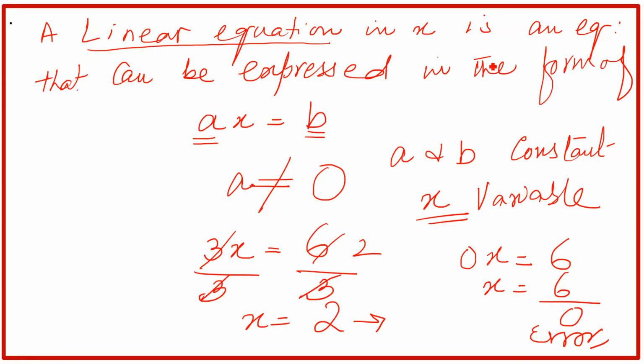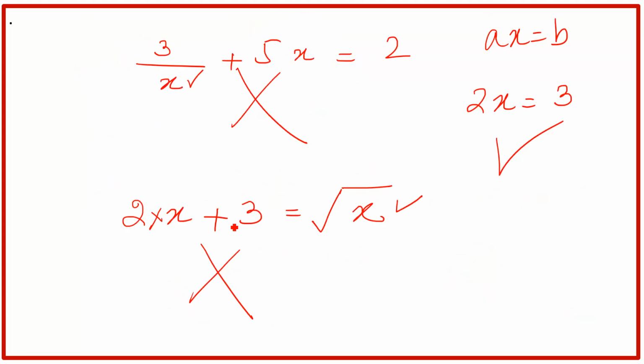And the linear equation, you have to express as ax is equal to b. a and b are constants, while a should never be equal to 0. And in a linear equation, you have to find out the value of x.